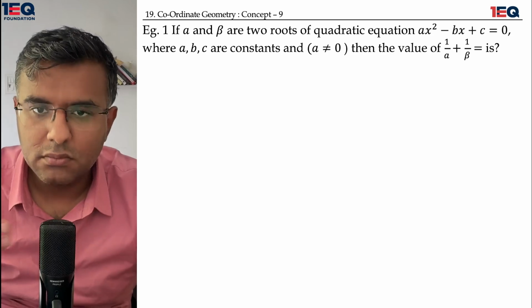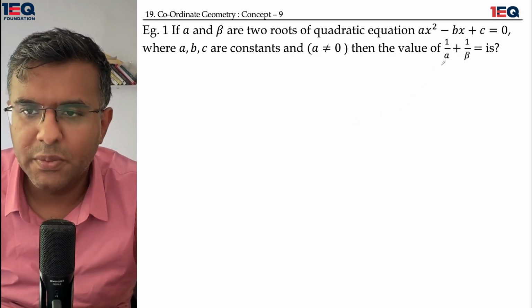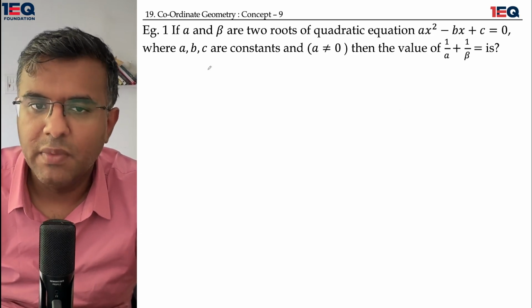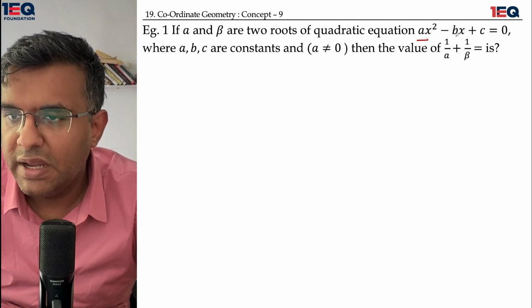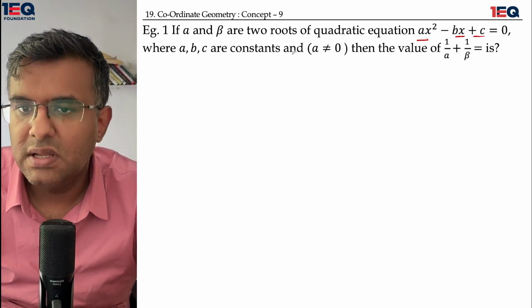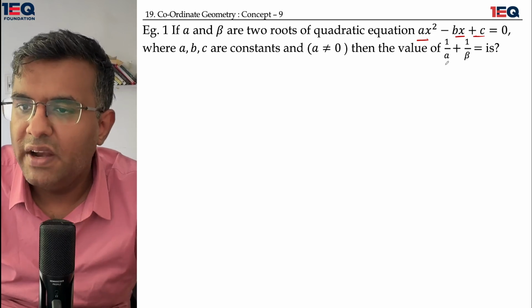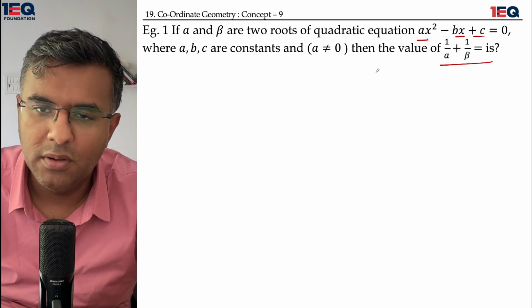This is actually picked up from linear equations, but linear or quadratic equations, but this would be a little interesting. Alpha and beta are two roots of the quadratic equation ax square minus bx plus c being equal to 0, where a, b and c are constants and a is not equal to 0. Then find the value of 1 upon alpha plus 1 upon beta.